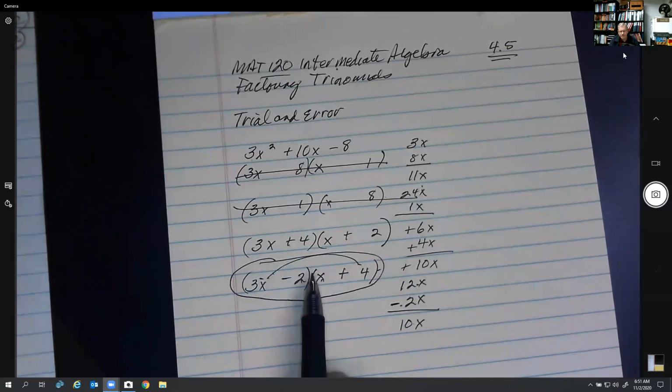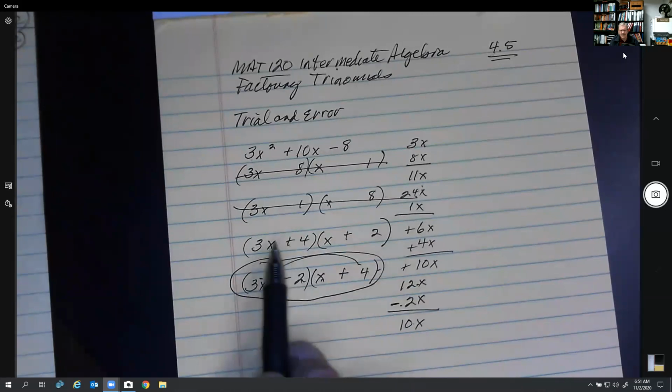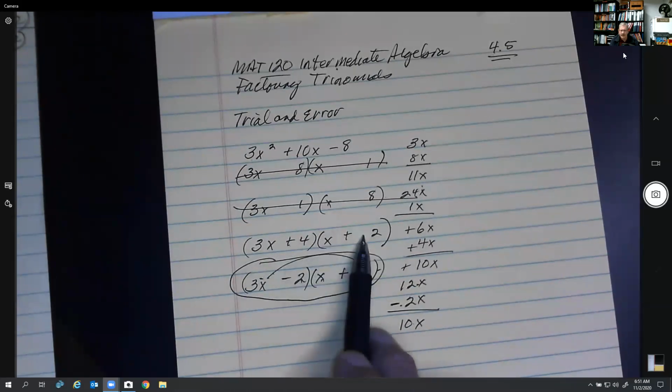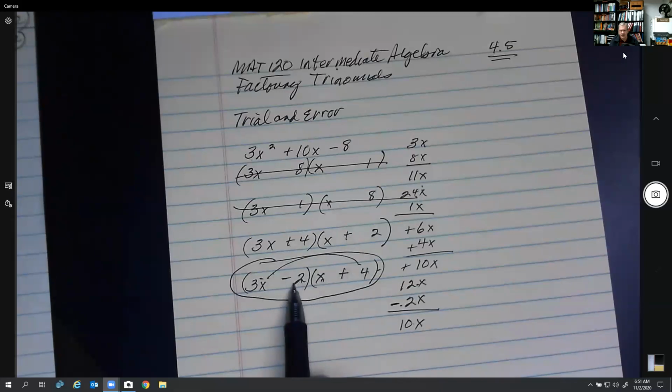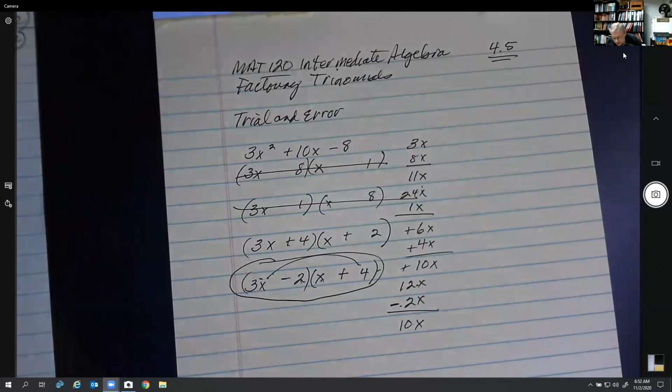But the only problem is, you might try this one first and think you got it, and then you don't have the right combination. The 3x and the 2 have to be together, and the x and the 4. They could be switched. You could have x plus 4 and then 3x minus 2, but you have to have those two things. So I'm going to show you another method to do this.